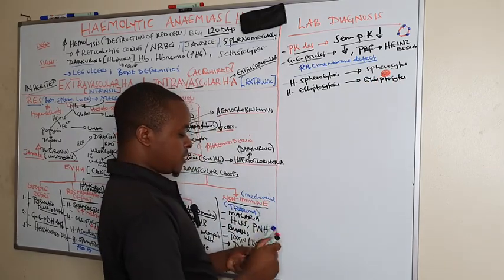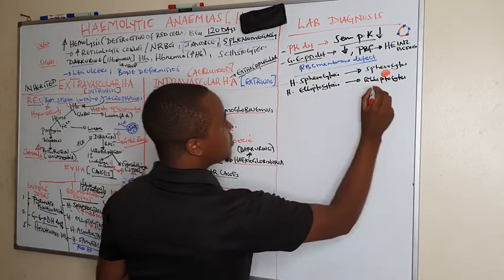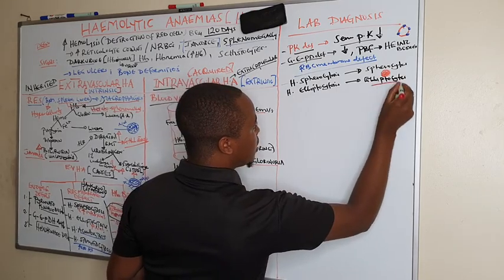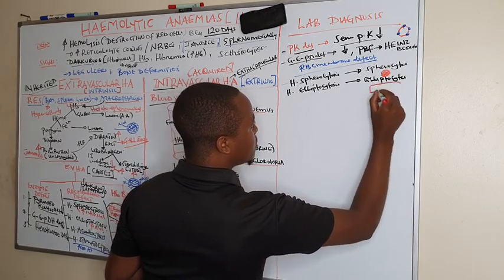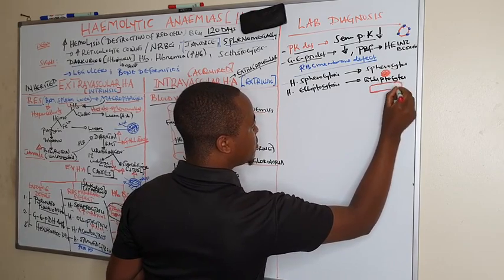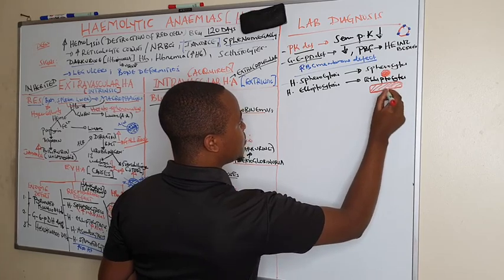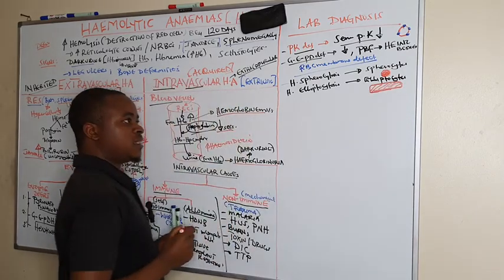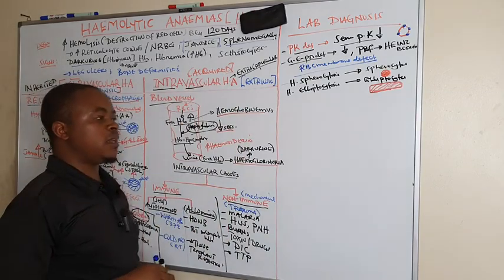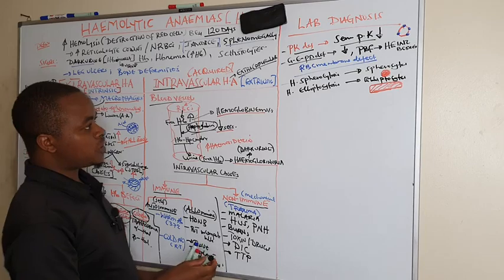Whereby elliptocytes, these are red cells which are elongated. It is an elongated red cell with no area of central pallor, whereby the diameter at the center is the same as at the periphery. So that is an elliptocyte or elliptical cell.